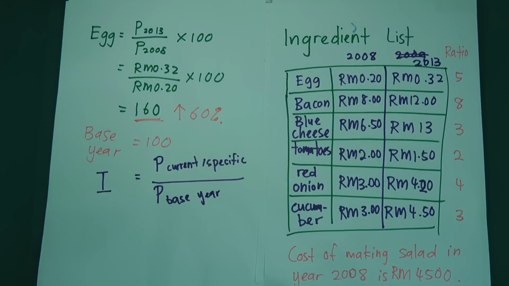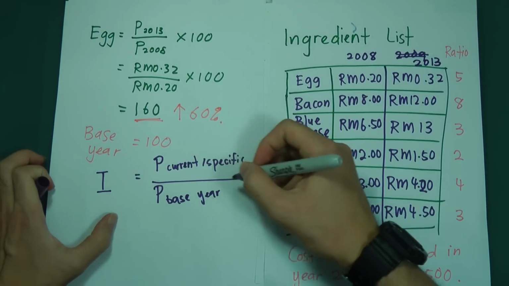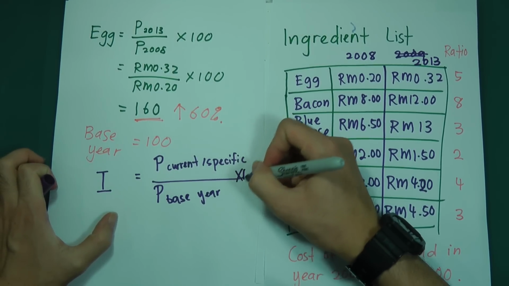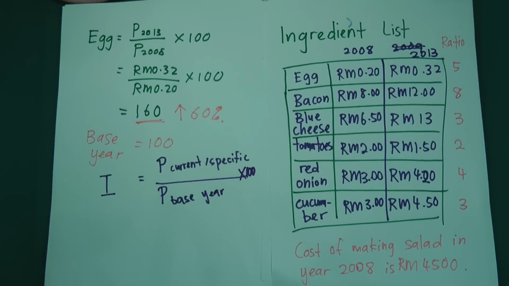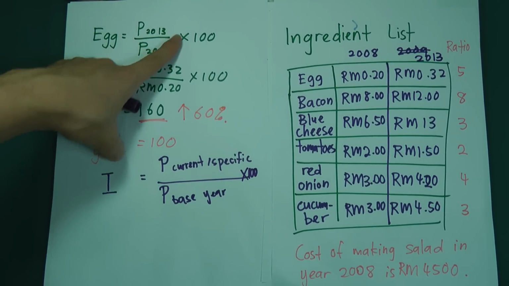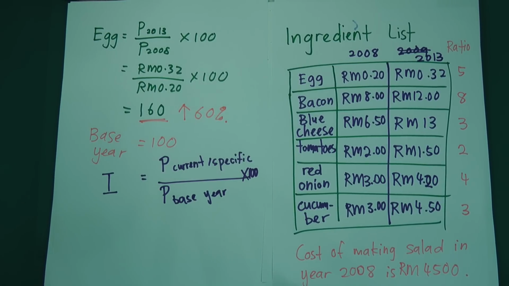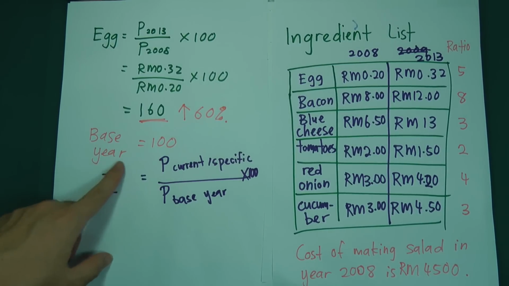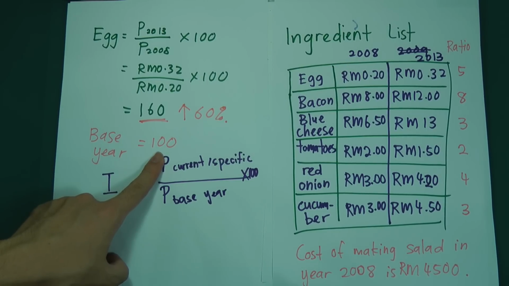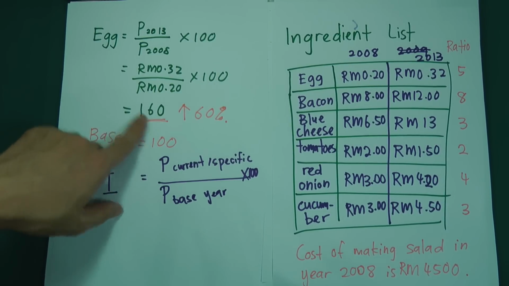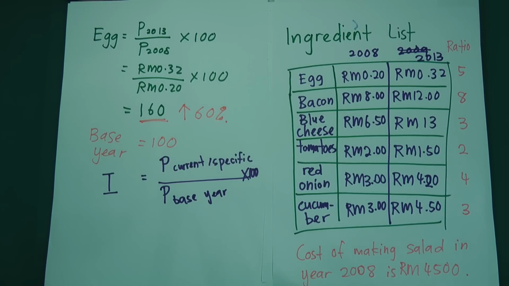Then we can get the index number. Of course, this one you have to multiply by 100. This is the formula: price for 2013 divided by price for 2008, multiply by 100, then we can get the index number. So you must have the concept that the base year is always 100. Whenever we got 160, we know the price has already increased 60% compared to 5 years ago. If you understand this concept, then we can move on.